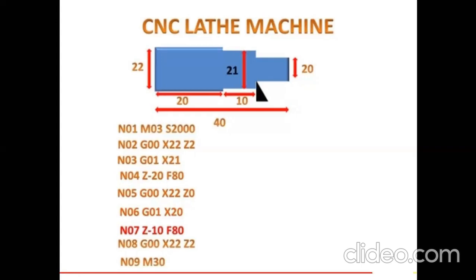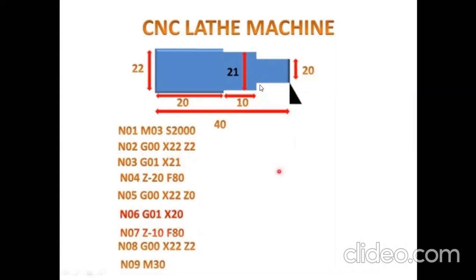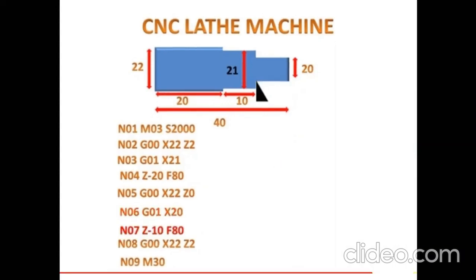Now in the next slide, the next command is N07. We have to cover the Z distance. Z distance means horizontal distance, which is negative. From this point, we have to move your tool. You can see the previous position of the tool, which is X20, and this is the final position, Z minus 10, which covers the minus 10 distance by your tool, and the feed rate is around 80 mm per revolution. This is the last step of the tool.